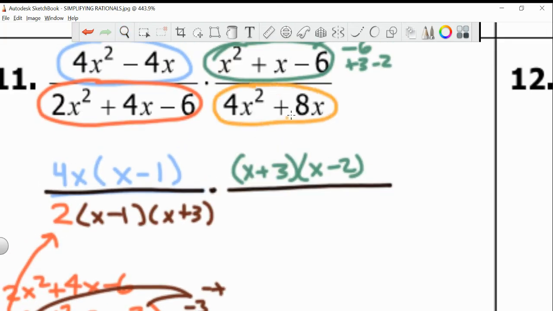Let's factor this. It's not difference of squares. It's not trinomial. It has to be GCF. What's the GCF? And what's left over? 2. Right, because 4 times 2 is 8.